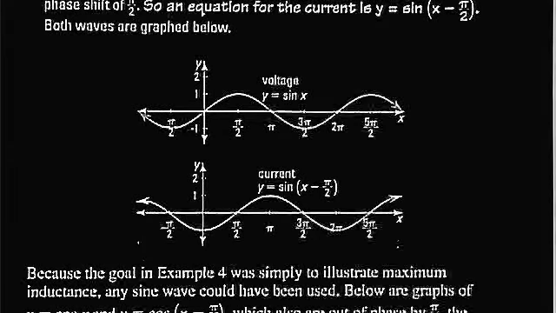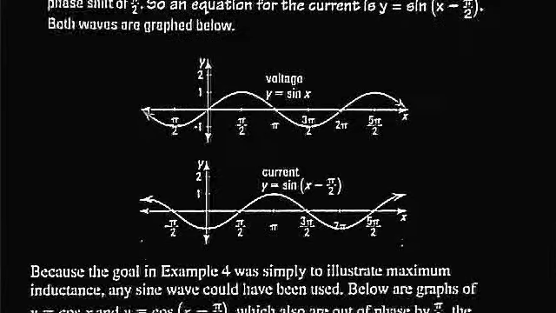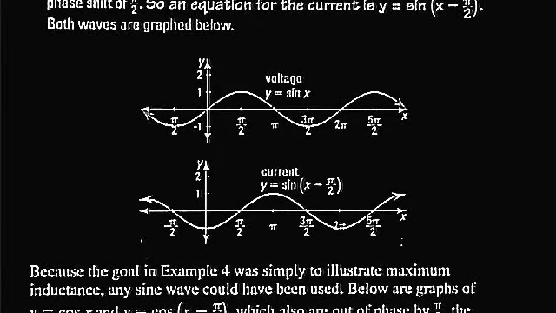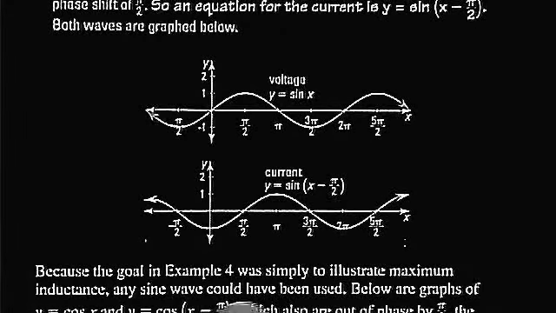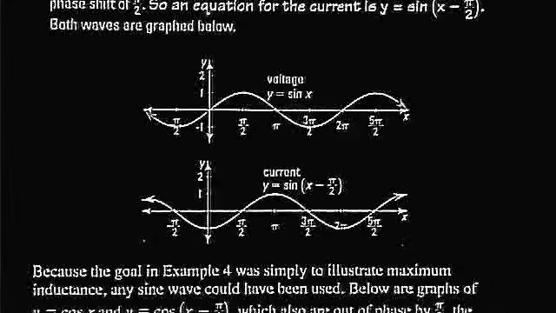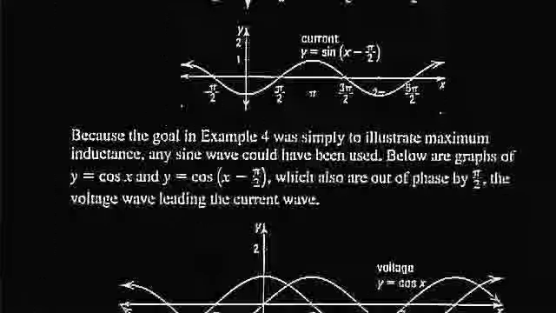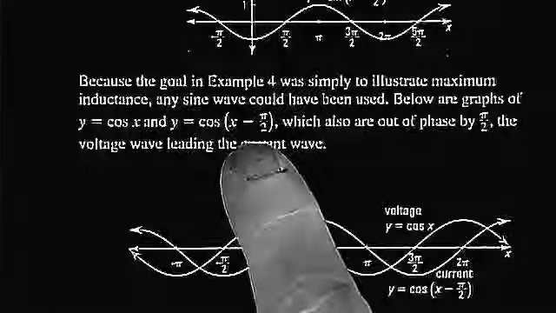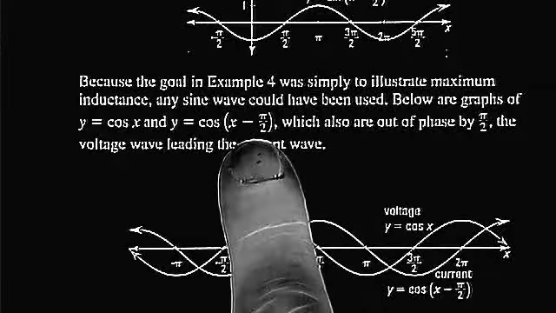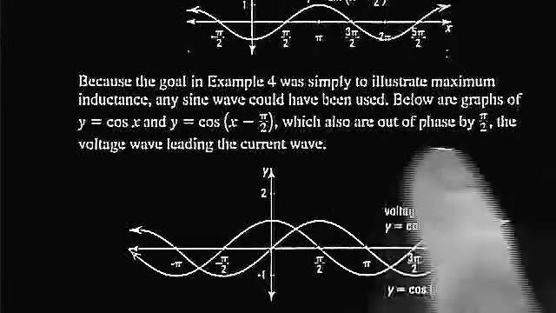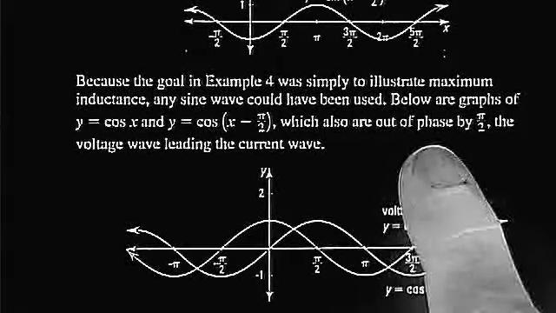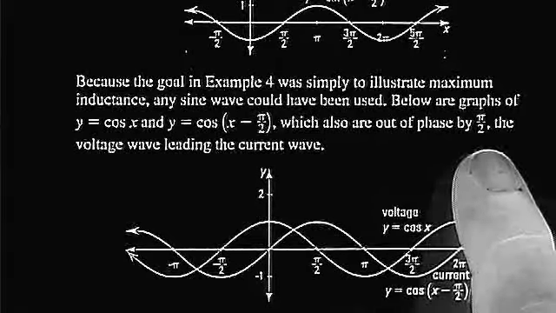That would be a sine wave, because the goal in example 4 was simply to illustrate maximum inductance, so any sine wave could have been used. Below are the graphs of y equals cosine x and cosine of x minus pi over 2, so that would be a pi over 2 shift to the right, which are also out of phase. Out of phase meaning they're not running together, and it's out of phase by pi over 2.